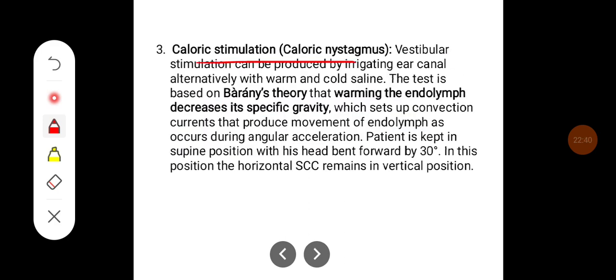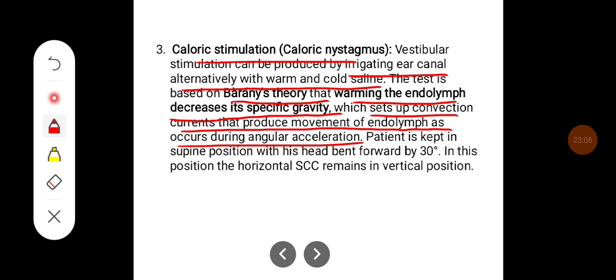Caloric stimulation, that is caloric nystagmus. Vestibular stimulation can be produced by irrigating the ear canal alternately with warm and cold saline. The test is based on Barany's theory that warming the endolymph decreases its specific gravity, which sets up convection currents that produce movement of endolymph as occurs during angular acceleration.